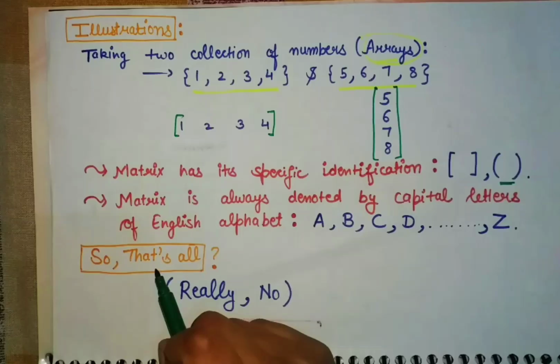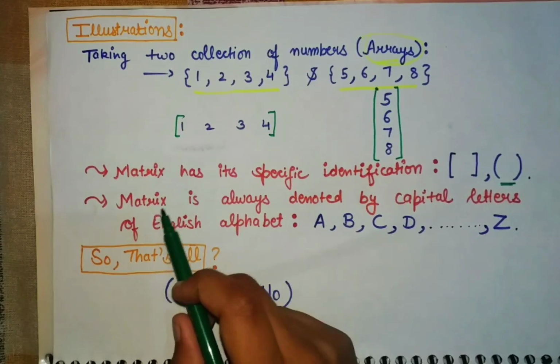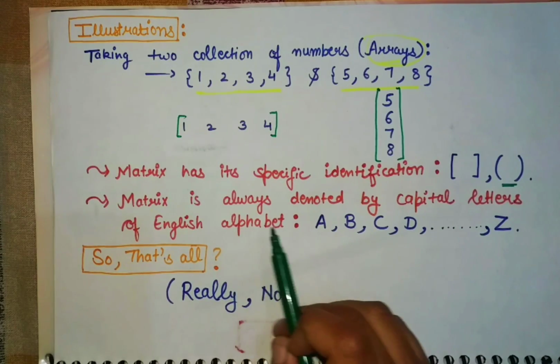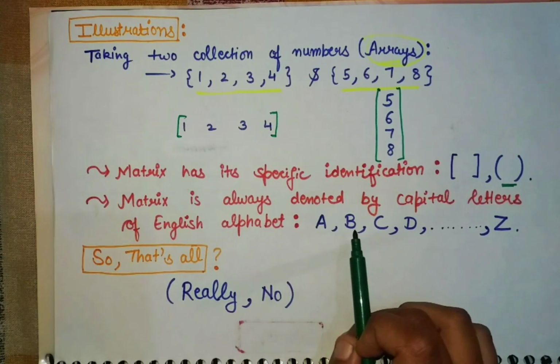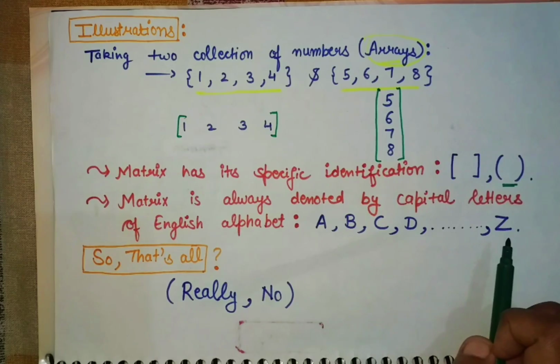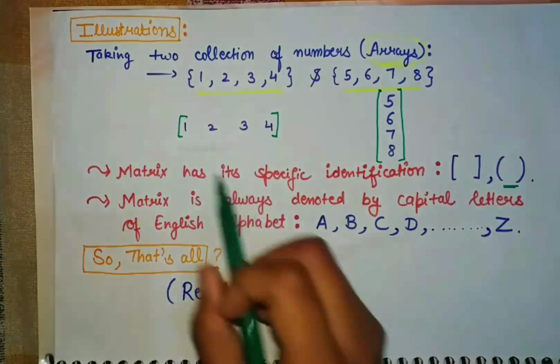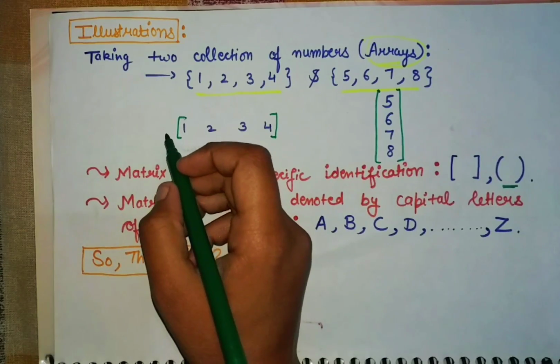Now, let's talk about the notation of the matrix. It is always denoted by capital letters of the English alphabet as A, B, C, D up to Z. Therefore, we can name these matrices by any letter of the English alphabet.